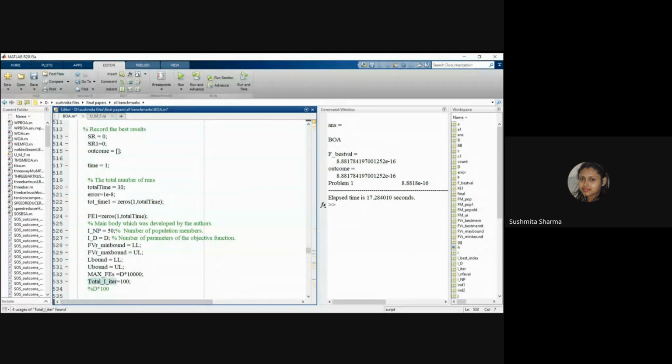Okay, 100 times, and one iteration depends on the strategy of the algorithm, that thing will be there. So it will iterate up to this number I am initializing. Then the dimension I have already initialized in the proper definition. Okay, and the other thing is total time.